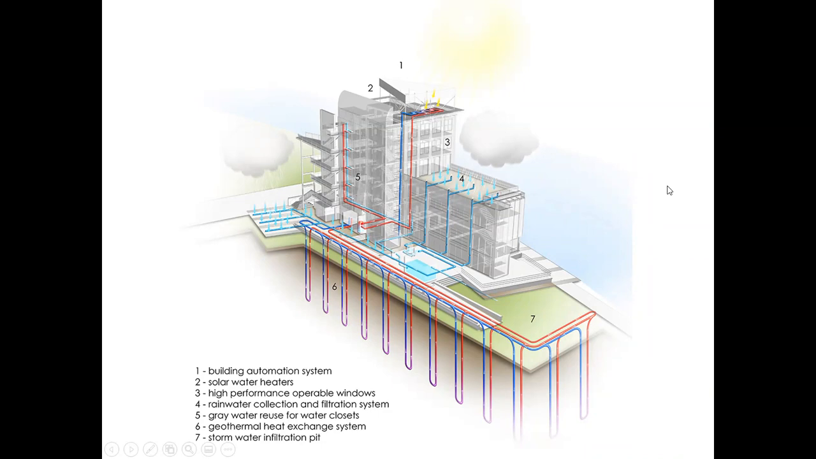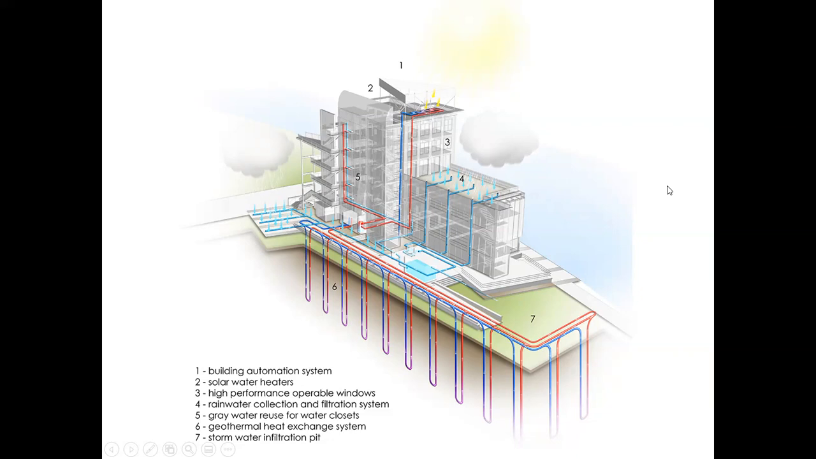The other thing is you can pipe it to the toilets and urinals. And when you flush, you don't have to have processed drinkable water to put in a toilet. So you can put in what's called a gray water system. Now it's extra cost because you have to put in extra piping. You have to collect it. And then you have to have, this is number 7, stormwater infiltration pit. So you would collect stormwater and have a pit or tanks where you store that gray water and then pump it up to all of those fixtures that are going to use it. So you can do that.